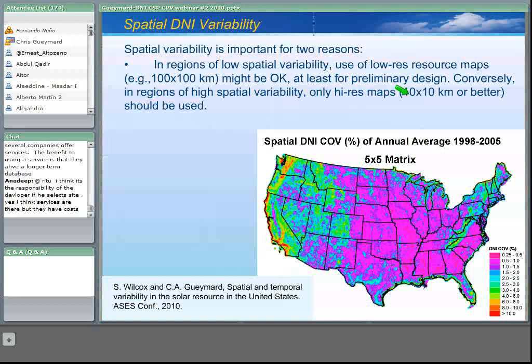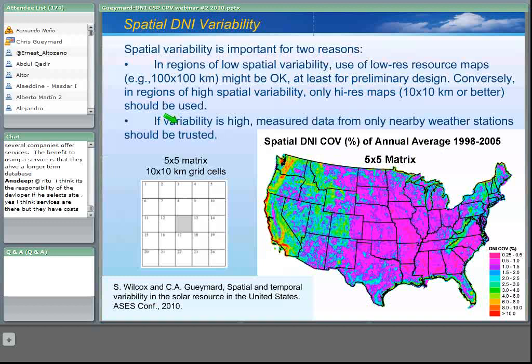And a second reason is if the variability is high, the measured data from nearby weather stations should only be trusted. So here on this map, we see that very high spatial variability occurs along the western coast of the US due to a change from maritime weather to very clean and dry weather due to mountains and everything. In many other areas, the spatial variability is relatively limited.